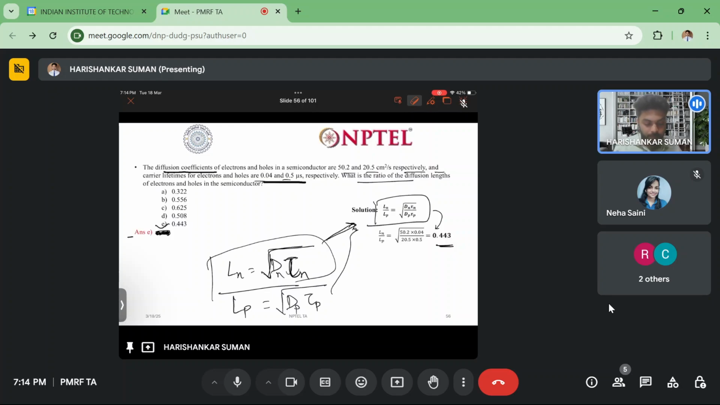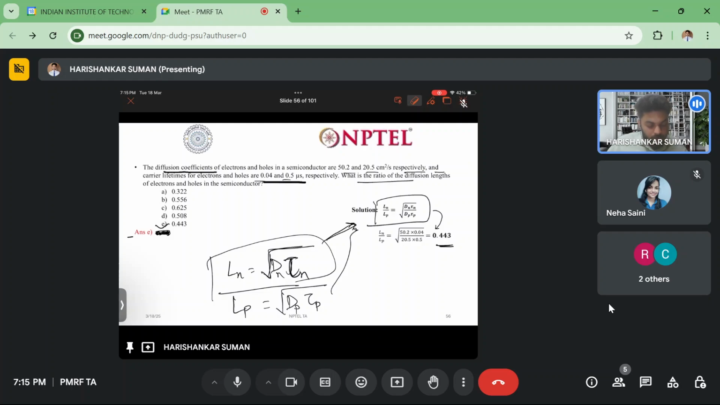Next question, diffusion coefficient. Electron and hole diffusion coefficients are given, and the carrier lifetimes are also given. What is the ratio of diffusion lengths of the electrons and holes in the semiconductor? So use the formula for diffusion length.